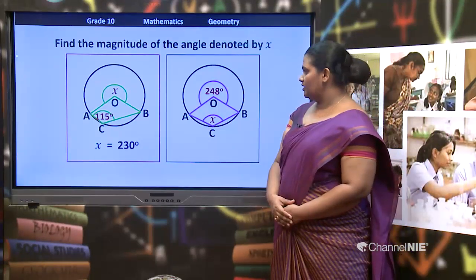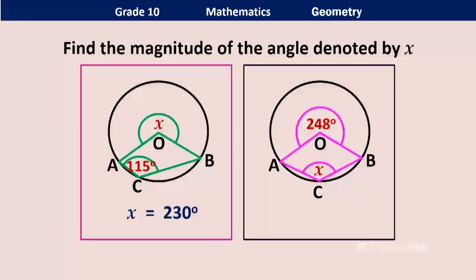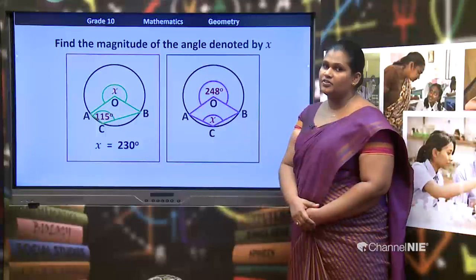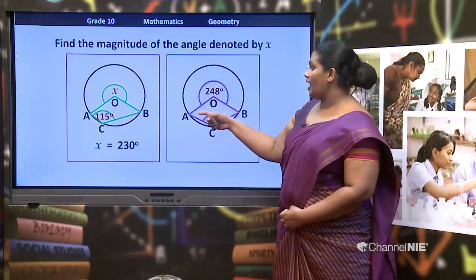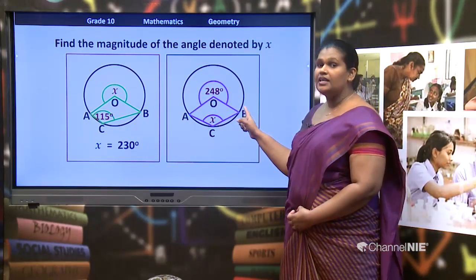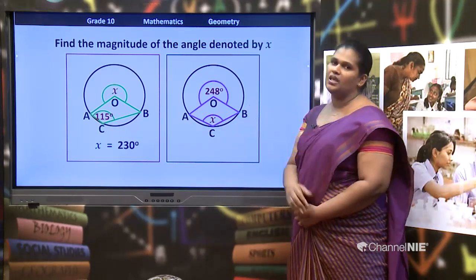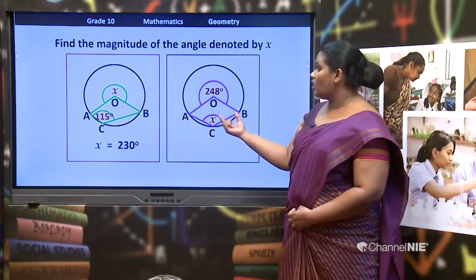So, we can observe that angle AOB, reflex angle, is the angle subtended by the major arc AB at the center of the circle. Therefore, we can observe another thing, that angle ACB is the angle subtended by the same major arc AB at the remaining part of the circle. Therefore, we can construct a simple equation that angle AOB reflex angle is twice of angle ACB. That means twice of x.